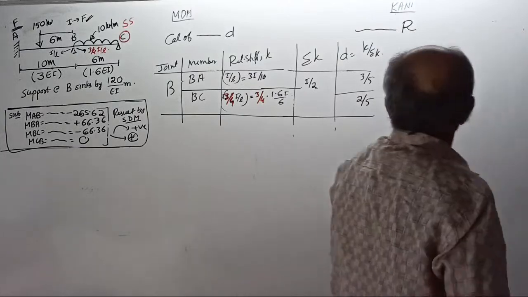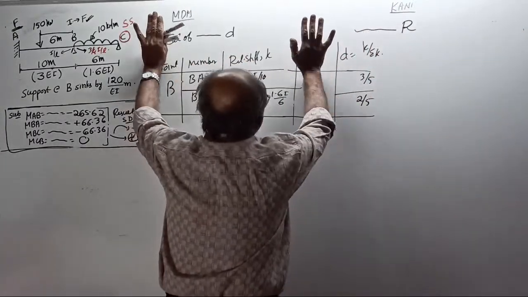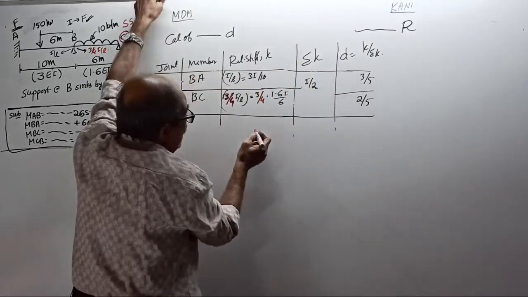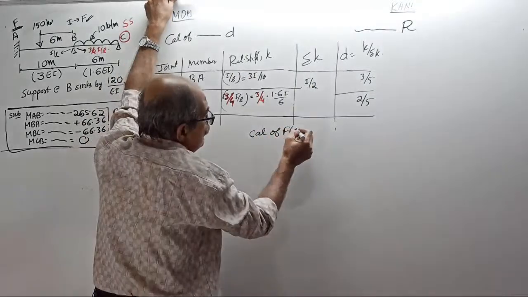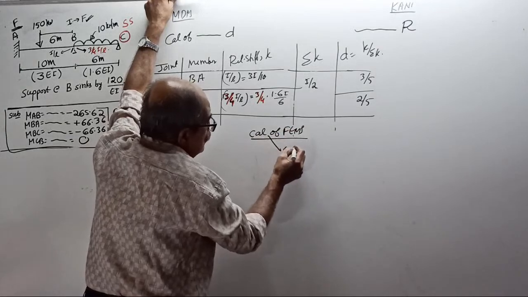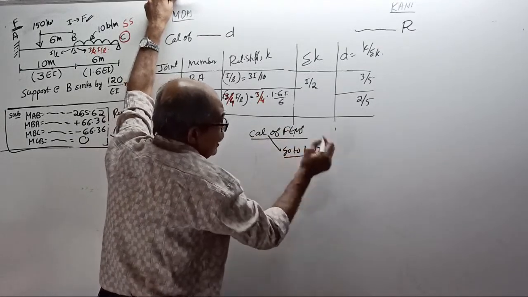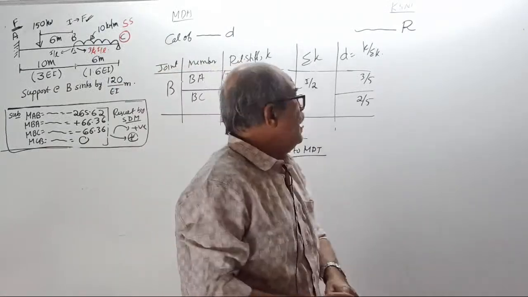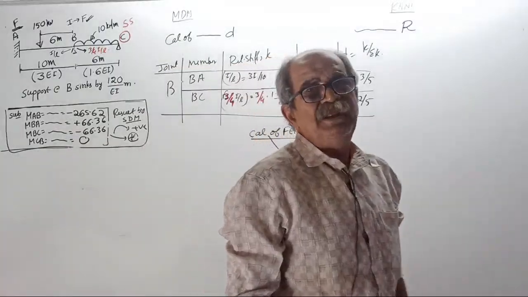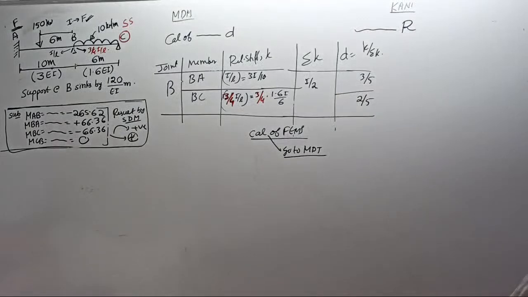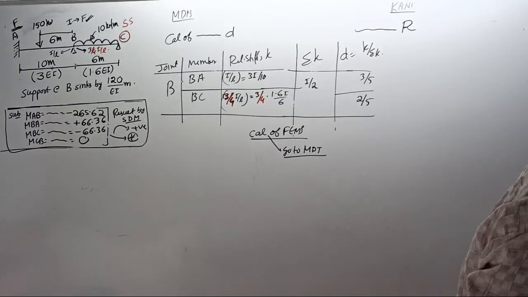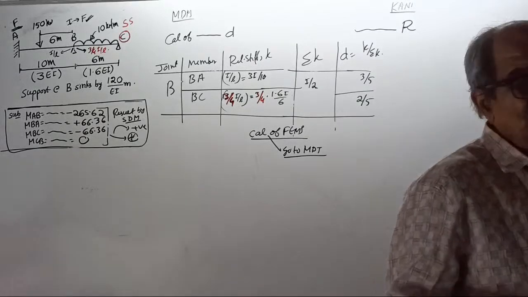Okay, over, done. Now, don't go to Kani now. This is for MD method. Next step is calculation of FPMs and then go to moment distribution table, get the final moment and go to star. Correct. Clear? Next step is what? Calculation of FPMs, then go to moment distribution table and then what? Go to star.